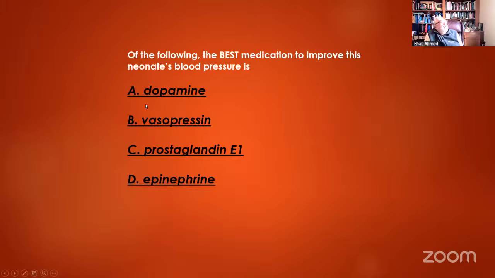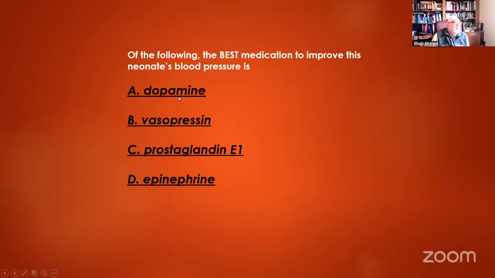So in order to say yes or no, you should know why. And why will be based on what is the function of the dopamine. Are you going to give vasopressin, antidiuretic hormone? Are you going to give prostaglandin E1? Or are you going to give epinephrine?